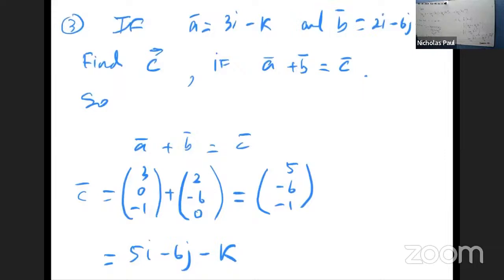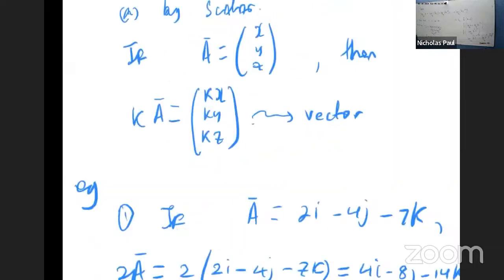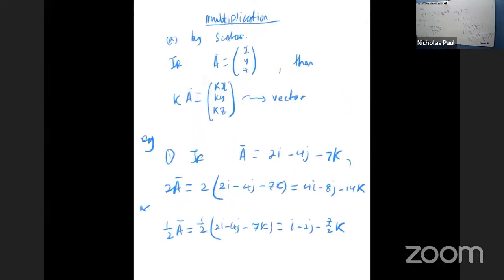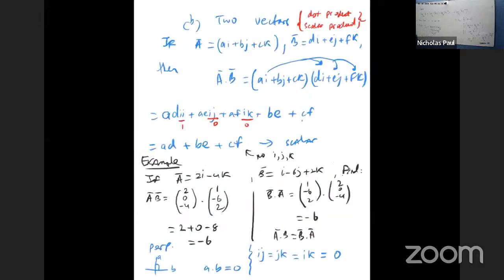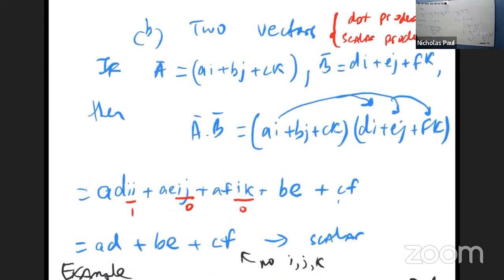Right? 5 minus 6 minus 1. Okay. Next, how you multiply? If you have to multiply by a scalar, you multiply it by each one of these. So KA will be KX, KY, KZ. But when you multiply 2 vectors, you get your dot product. And I want you to remember this.